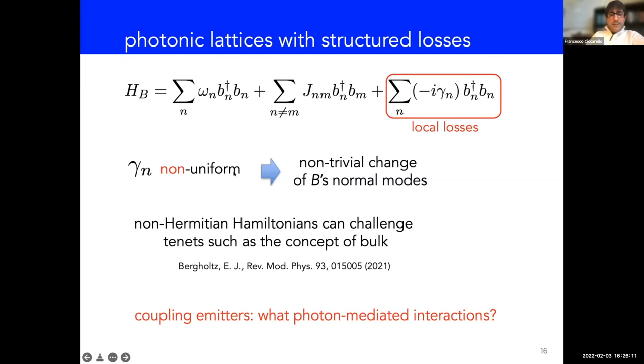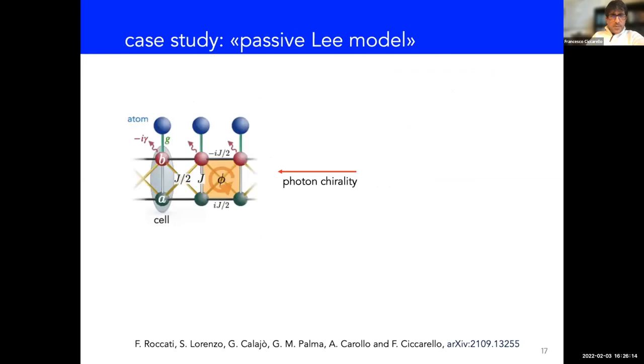How does this affect atom-photon interactions? Okay, I'll just briefly mention what we saw in this project. We consider a case study, a photonic lattice called the Lee model, which before interaction with the atom exhibits a photon chirality. Based on this photon chirality, this lattice exhibits the so-called non-Hermitian skin effect, which is currently very popular in the literature. Namely, under open boundary conditions, the bare photonic lattice features normal modes which are all accumulated on the left edge in this case.